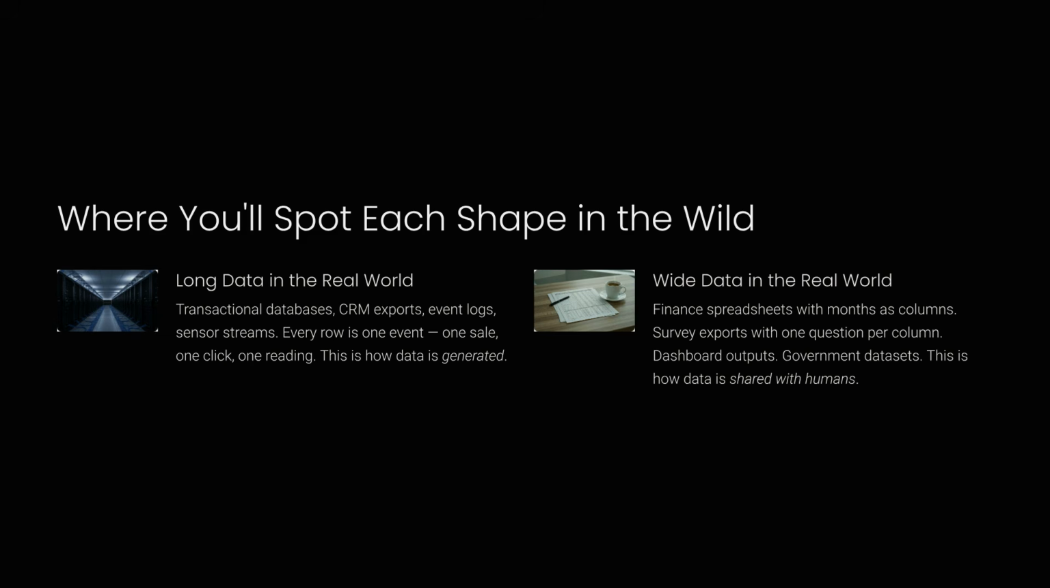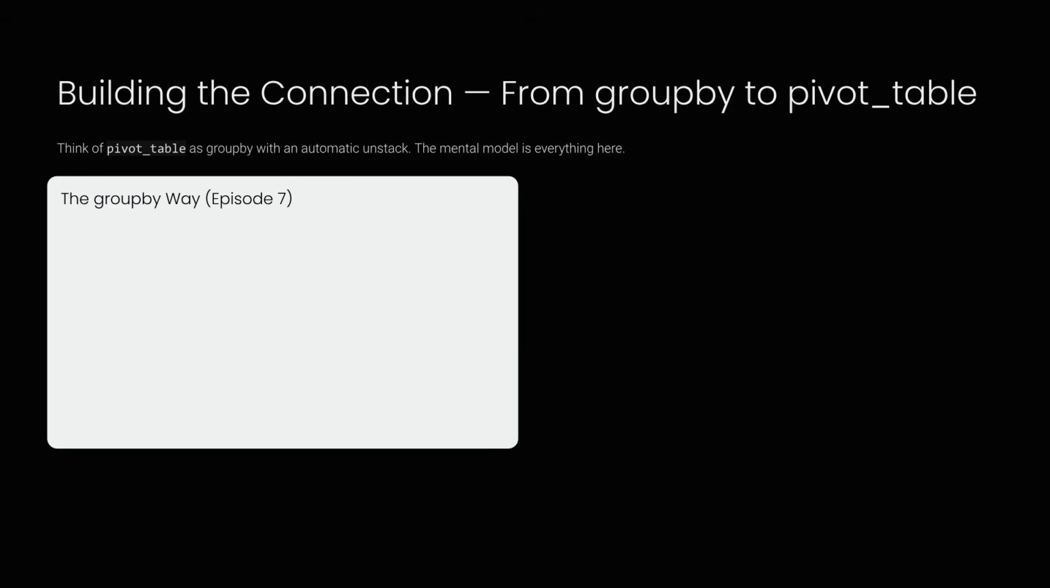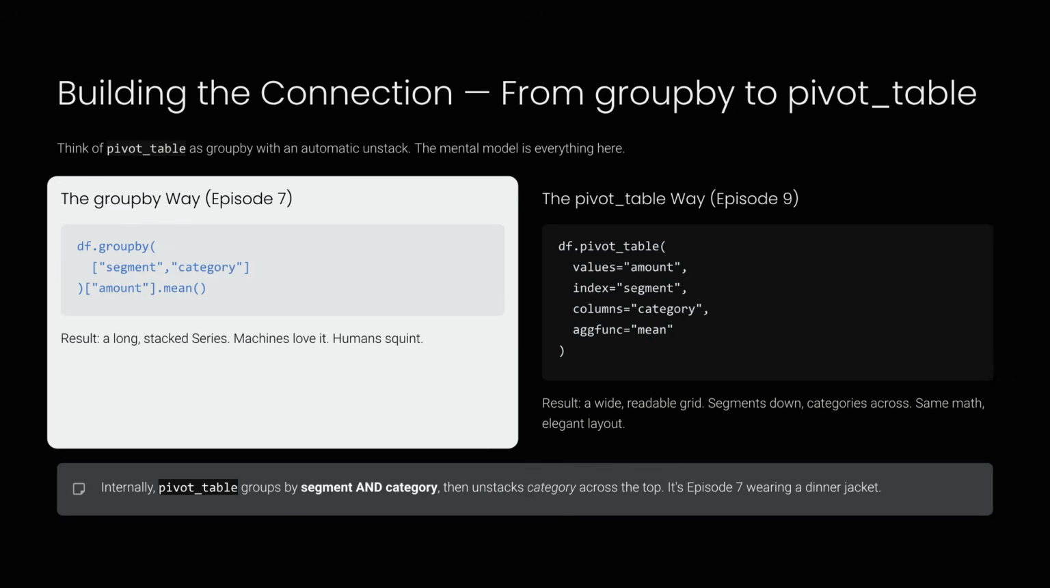In the wild, you'll find long data in databases and event logs, while wide data is typically how information is shared in spreadsheets, reports, and dashboards. Moving to part 2, we'll discuss the pivot table function, which essentially performs a group by operation but presents the results in a much more readable layout.